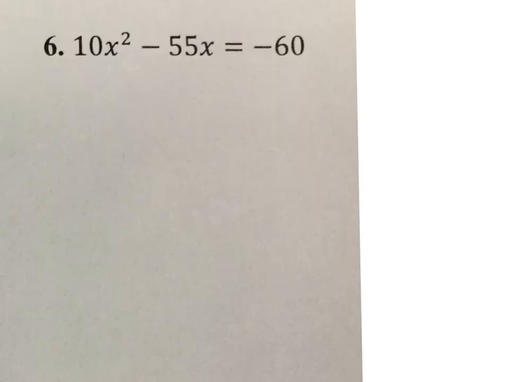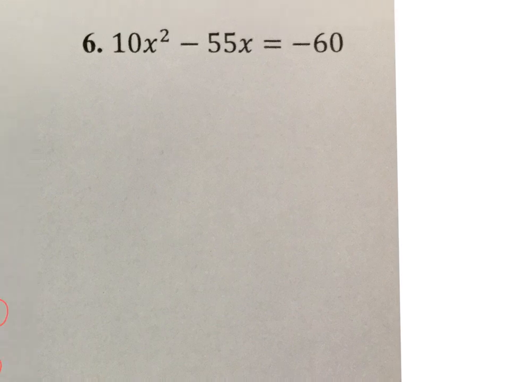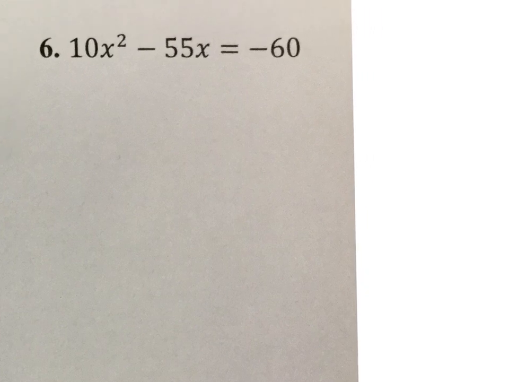Okay, then we have number 6. Remember, first, take out any common factors if you can to start with. So I'm going to take out a 5, and this is not going to change my answer. If you wanted to deal with these larger numbers, it will not change your answer. But you might as well work smarter, not harder. Okay, so I have 2x squared minus 11x equals -12.